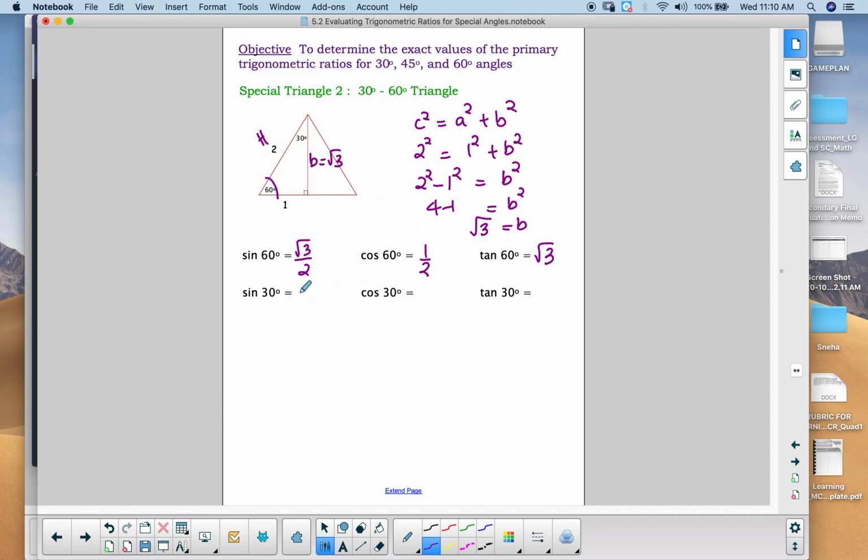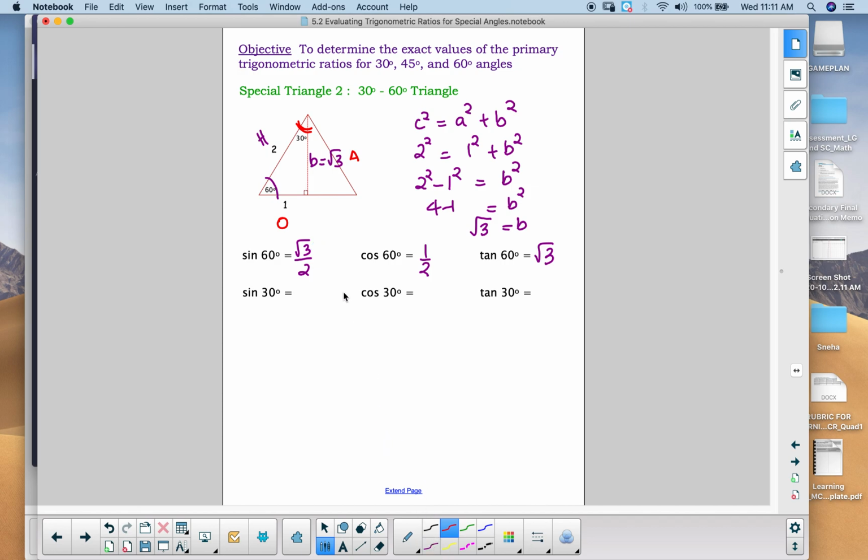Okay? To find the sine and cosine of 30, we're not going to consider this 60 anymore. We're going to focus on 30, the 30-degree angle, and we're going to redefine what is opposite and adjacent now. With respect to 30, this is the opposite side and this is the adjacent side. We can't use the same thing we used for 60 because that was different. So opposite to 30 is 1, adjacent to 30 is root 3, and the hypotenuse is still 2.